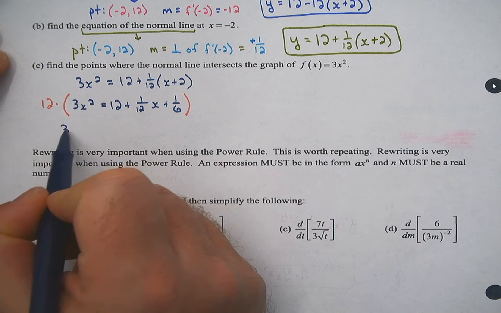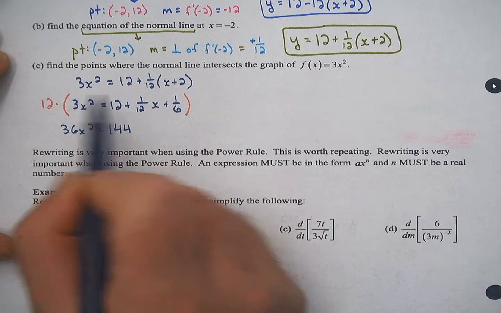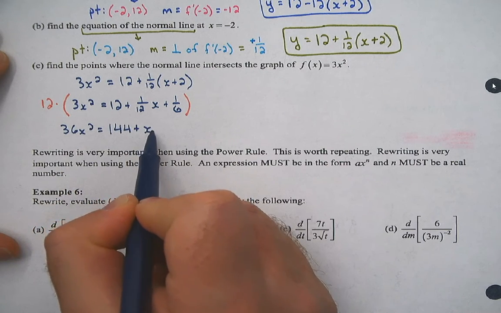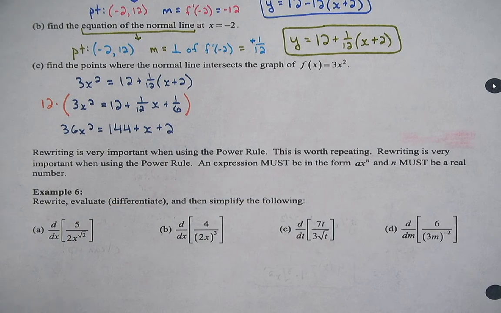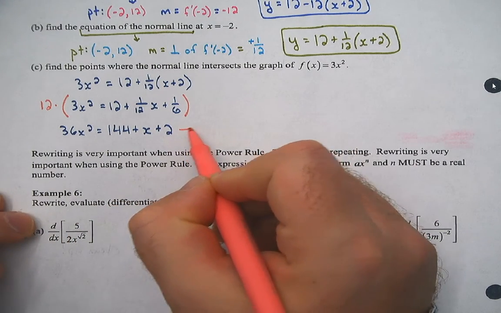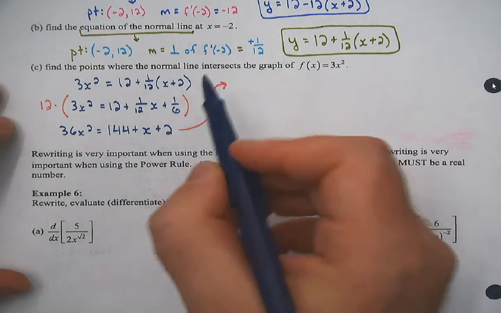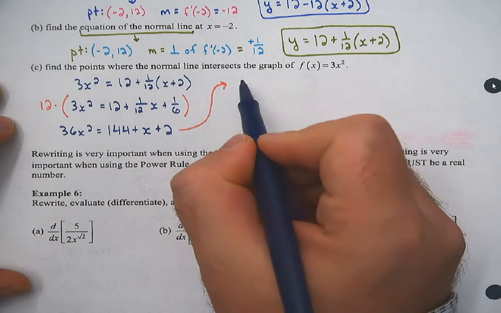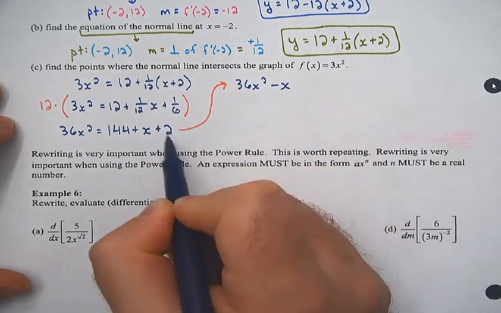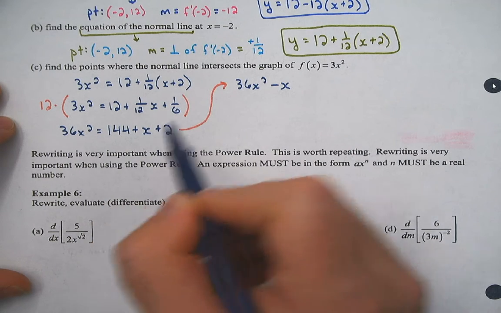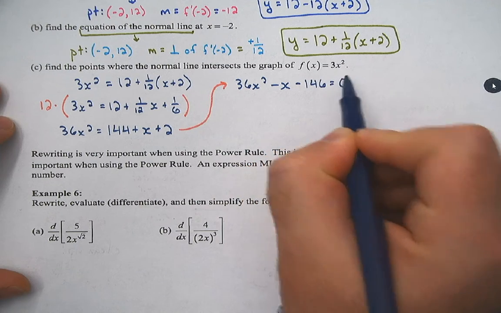So this would become 36x squared. 12 times 12 is 144. 12 times 1 over 12 is 1, so that just leaves x. 12 divided by 6 is 2. Now I can take this thing and I can start to clean it up. Oh boy. So I would have 36x squared, subtract x. So that's 146, but I'm going to move it to the other side. So that's negative 146 equals 0.